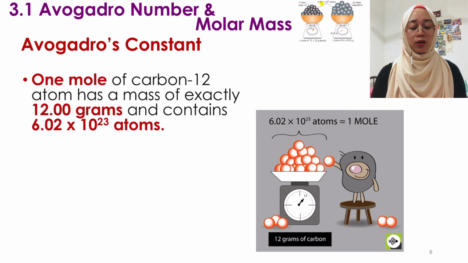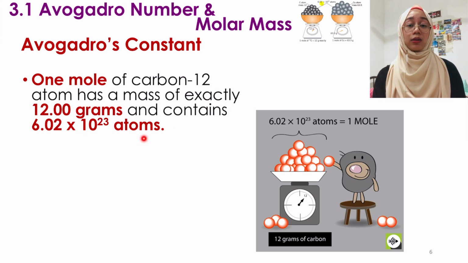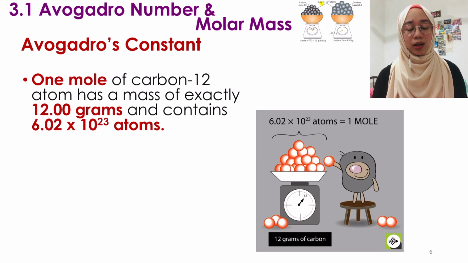Okay, so 1 mole of carbon-12 atom has a mass of exactly 12 gram and it contains 6.02 exponent 23 atoms. Banyak ke tidak sebenarnya exponent 23? Exponent 23 bermaksud belakang 2 ni ada lagi 21 kosong. Banyak kan? Banyak sangat sebenarnya dalam 1 mol ni. Okay, so sebab itulah saintis dia came out with this lah, 1 mol tu, supaya senang kita nak buat calculation.